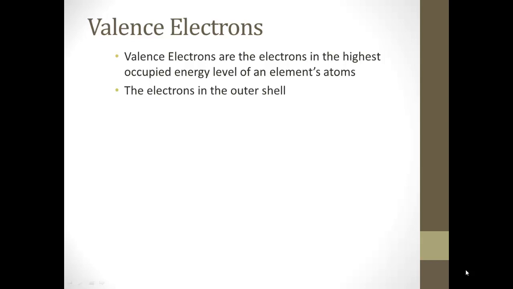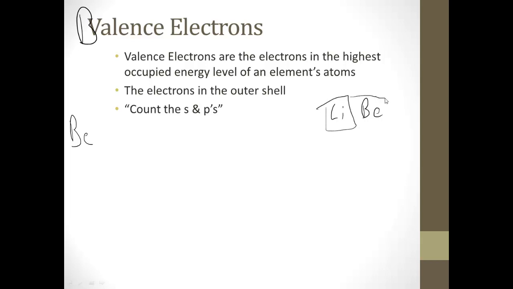To figure out the number of valence electrons, you're going to count the electrons that are in the s orbitals plus the p orbitals. So if you get out your reference table and take a look at, for example, beryllium, atomic number 4. It goes lithium, and then beryllium. 1, 2 means that there are 2 valence electrons.